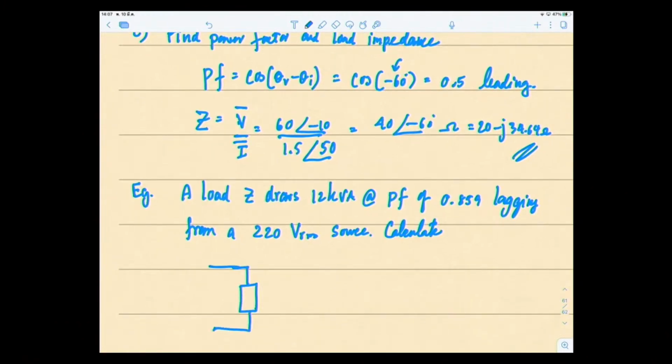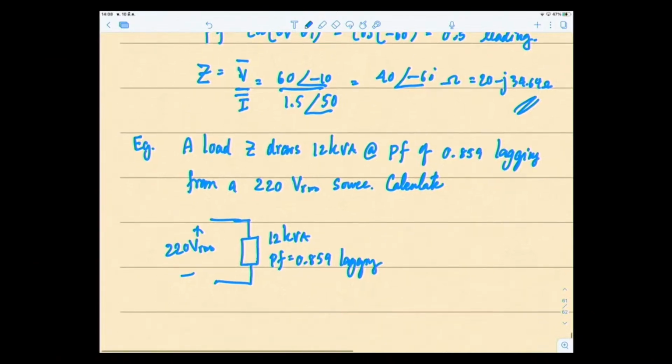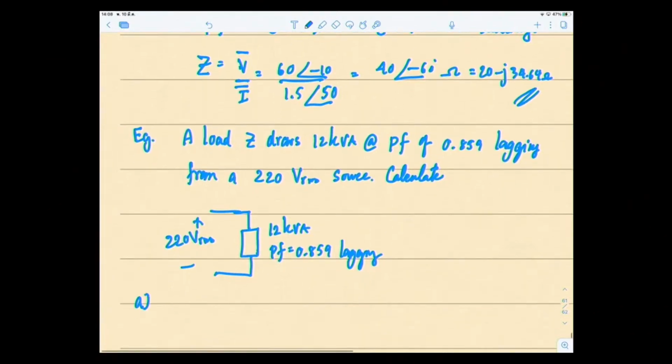So it means that you have a load, and it's supplied by 220 volts RMS, and the specification of this load is 12 kVA, PF equal to 0.859 lagging. So the problem is giving you this information. Now you have to find the average and reactive power delivered to the load.